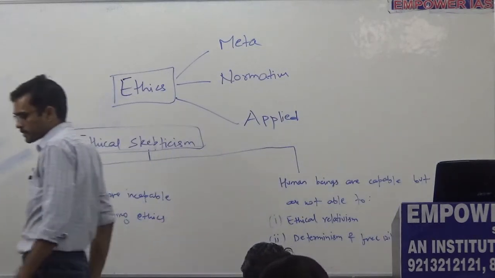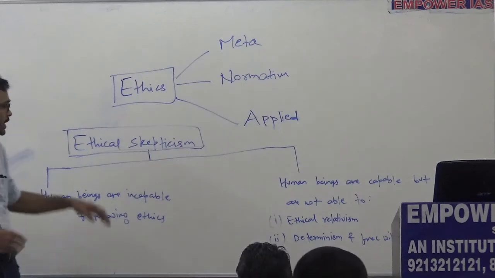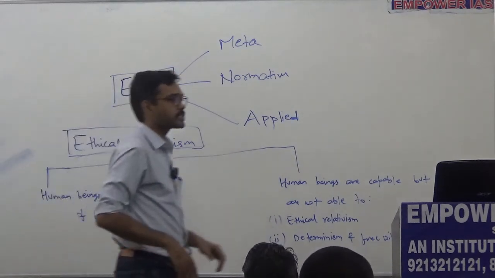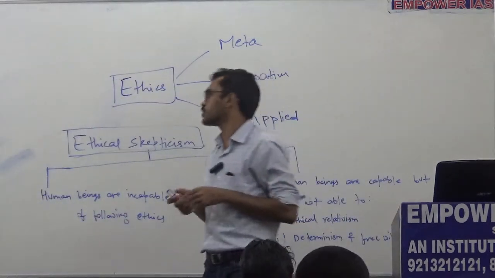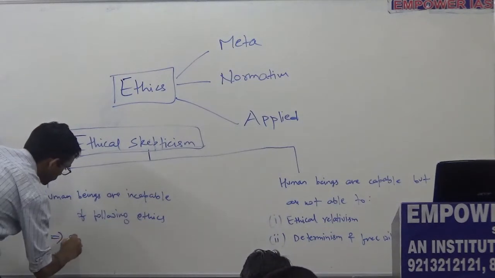The first category of ethical skeptics are those who believe that human beings are incapable of following ethics. Now they base their philosophy on something called psychological egoism. Why are human beings incapable of following ethics?